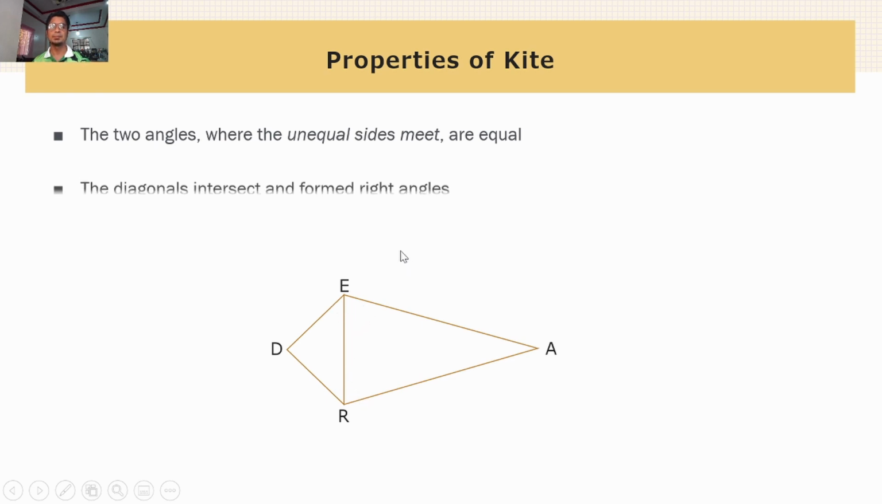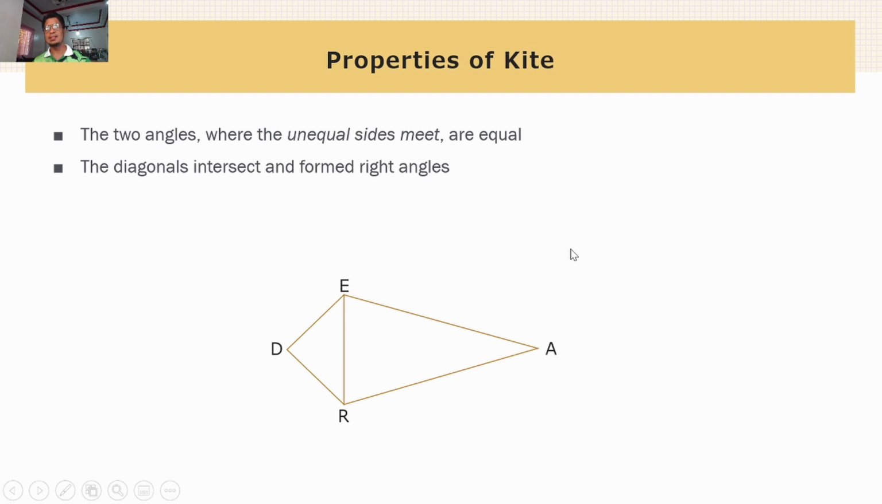Next. The diagonals intersect and form a right angle. So if you draw a diagonal here, we have a right angle here. When we say right angle, the measurement is exactly 90 degrees.